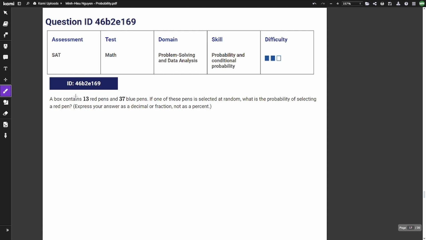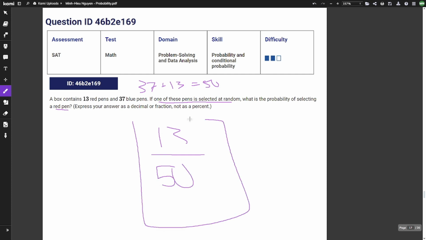Question number 17. A box contains 13 red pens and 37 blue pens. If one of these pens is selected at random, what is the probability of selecting a red pen? Anyways, probability of selecting a red pen, we have 13 red pens, that's on top. Then one of these pens is selected at random, that means we're gonna include all of them. 37 plus 13, that should be 50, I hope. So 13 over 50, so easy.